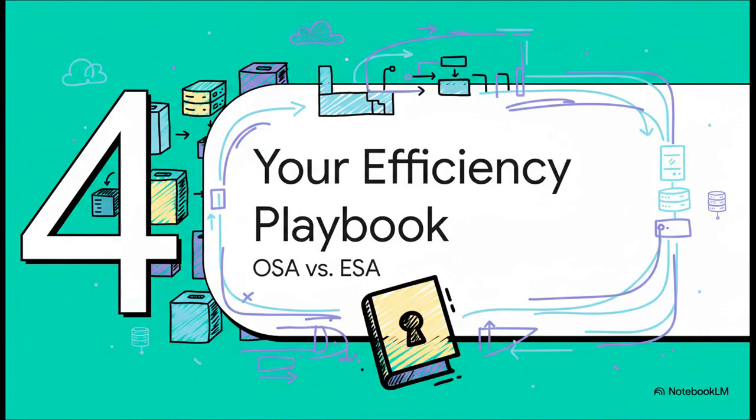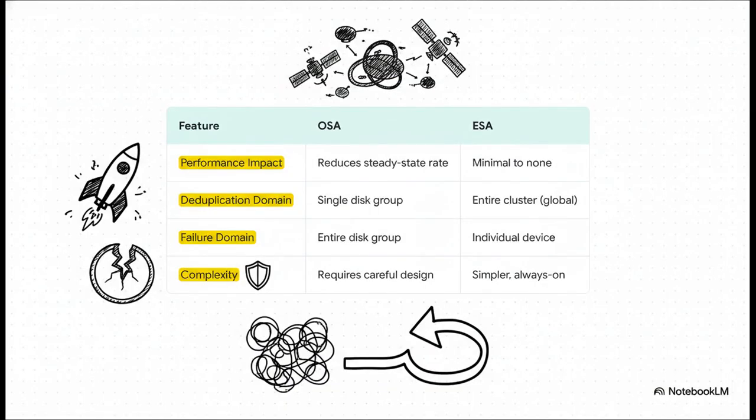All right, let's put it all together. What's the bottom line? What does this all mean for your storage playbook today? This table really lays it all out, nice and clear. With ESA, that performance hit on your writes, gone. The deduplication domain, it's now global, across the whole cluster, which means better savings. And your failure domain, it's tiny, just a single device, not a whole disk group. All those complicated trade-offs you had to make with OSA, they're just gone, replaced by this simple, always-on efficiency.